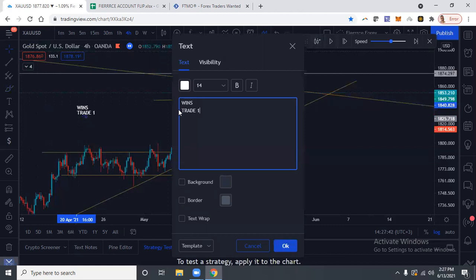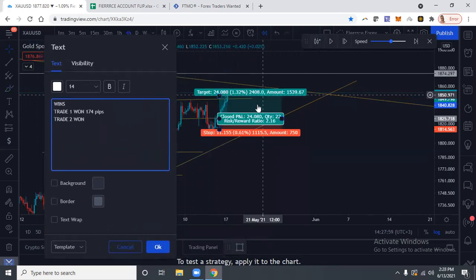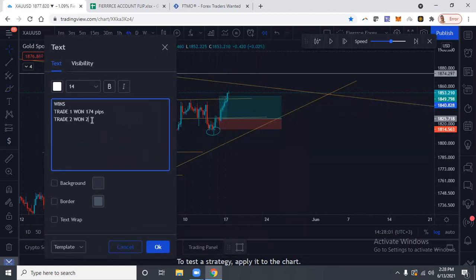Let me put it like this. Trade 1 was about 174 pips. Trade 2, and please note, guys, we had our stop loss. We're not trying to trade without stop loss. Trade 2, 240 pips. Use stop loss. Use it. Use stop loss. Don't gamble.